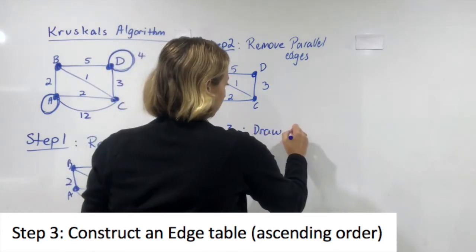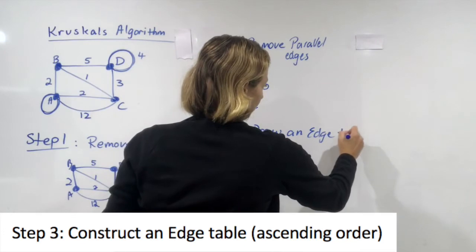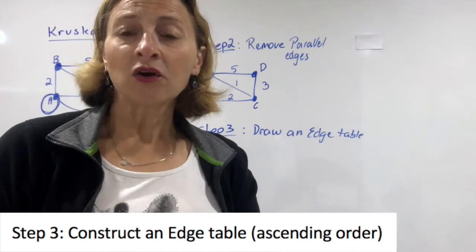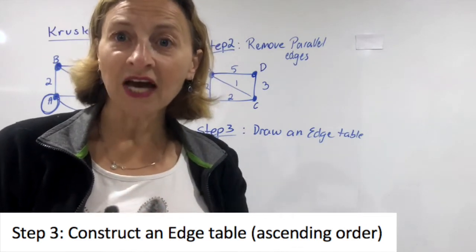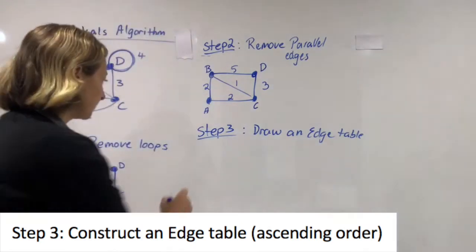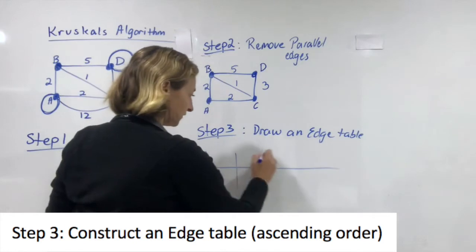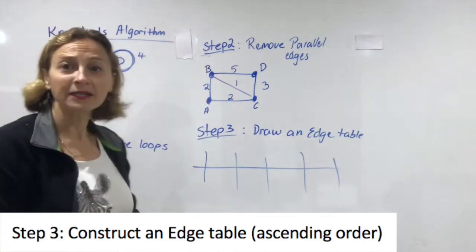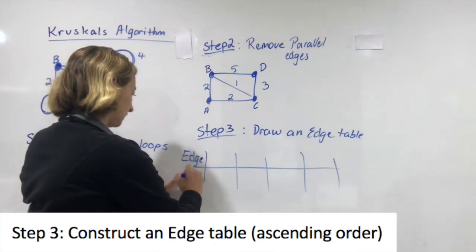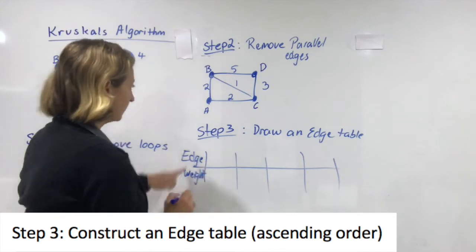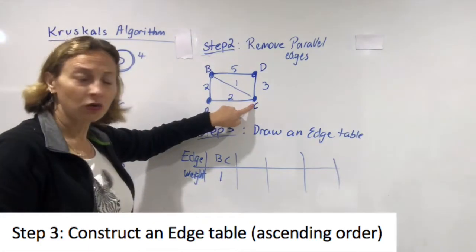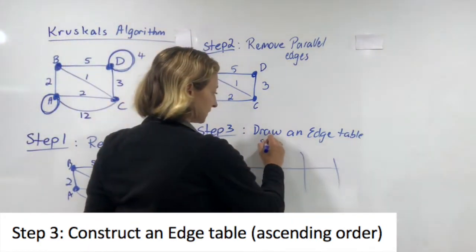Step number 3. Draw an edge table. What's an edge table? An edge table is where you write down all the sides that you have in the order of the weightings. So, not very difficult. What's my smallest edge that I have here? I can put edge and weight. The smallest edge is BC, and it has a weighting of 1. Make sure you go from smallest to biggest.